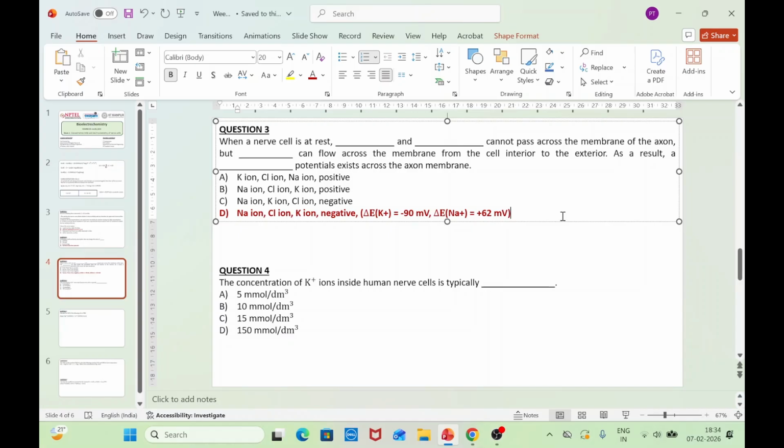Any idea on this? People from a biological background, any idea? Why is it that Na plus cannot pass through? Is it the property of the membrane itself that it cannot allow the diffusion of the sodium ions, or is it because the nerve cell is at rest? If it is because the nerve cell is at rest, then why is it so? What is basically happening to the nerve cell in the resting condition?